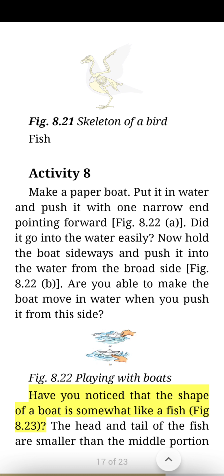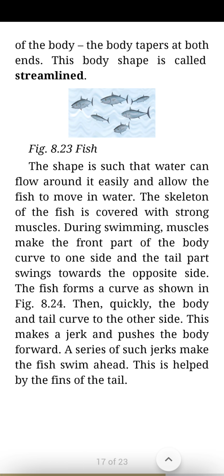Have you noticed that the shape of a boat is somewhat like a fish? Fig. 8.23. The head and tail of the fish are smaller than the middle portion of the body. The body tapers at both ends. This body shape is called streamlined. Fig. 8.23. Fish. The shape is such that water can flow around it easily and allow the fish to move in water. The skeleton of the fish is covered with strong muscles.